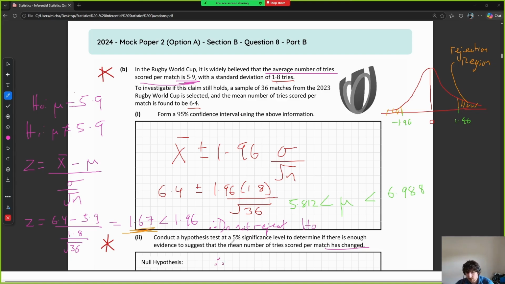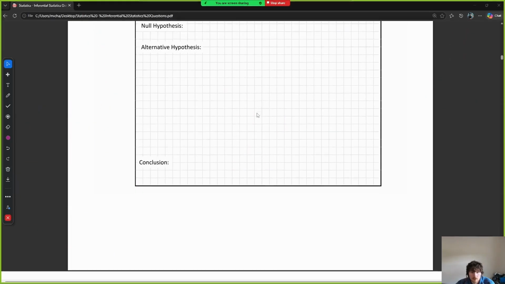And then you make a conclusion. Your conclusion will be this. At the 5% level of significance, okay, we can conclude that the average number of tries per match is still 5.9. Okay. Basically, you just restate what we wrote out here in words after you define your null hypothesis. Okay, so hopefully people are good with that, and this diagram here on the rejection region, very important. Okay, cool. So we'll crack along there.